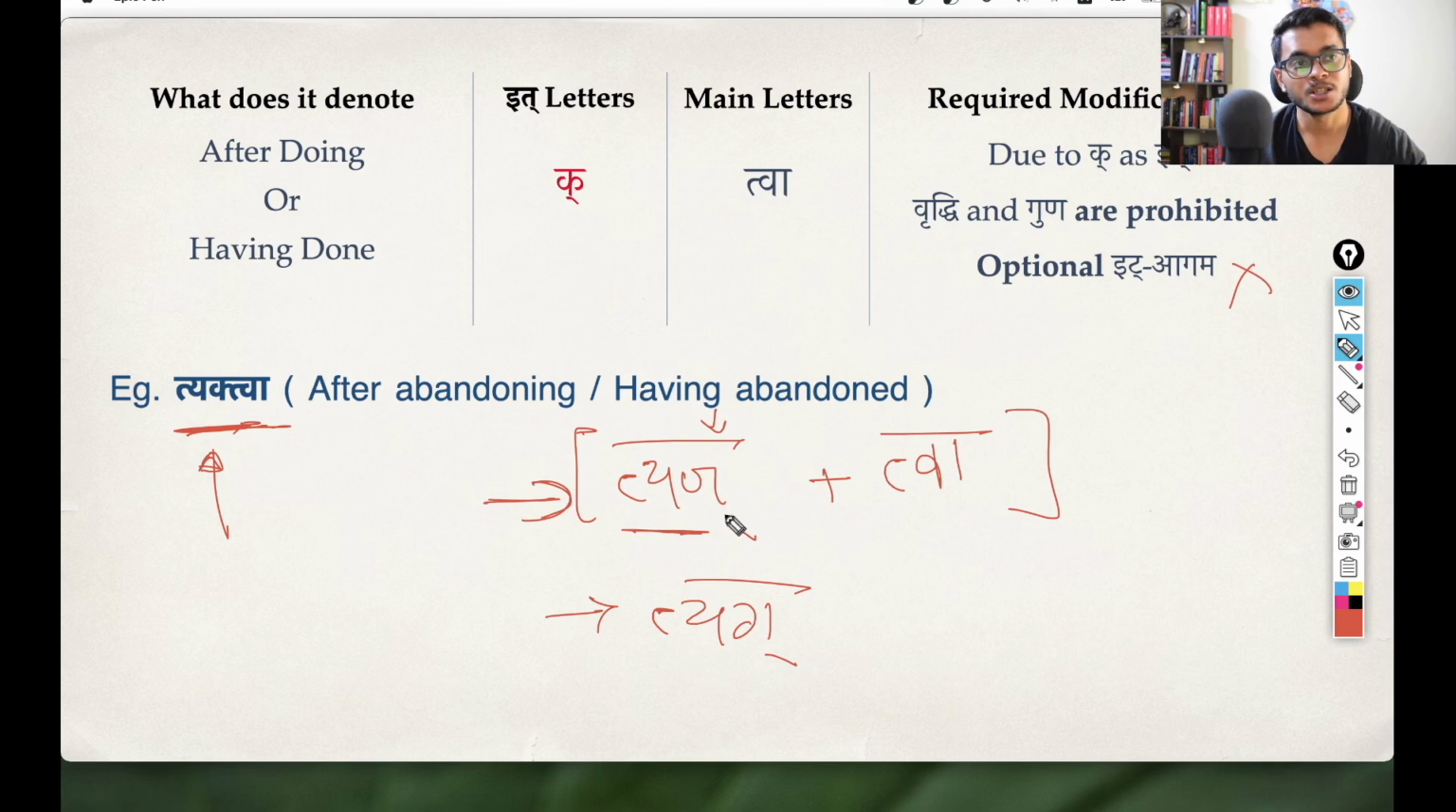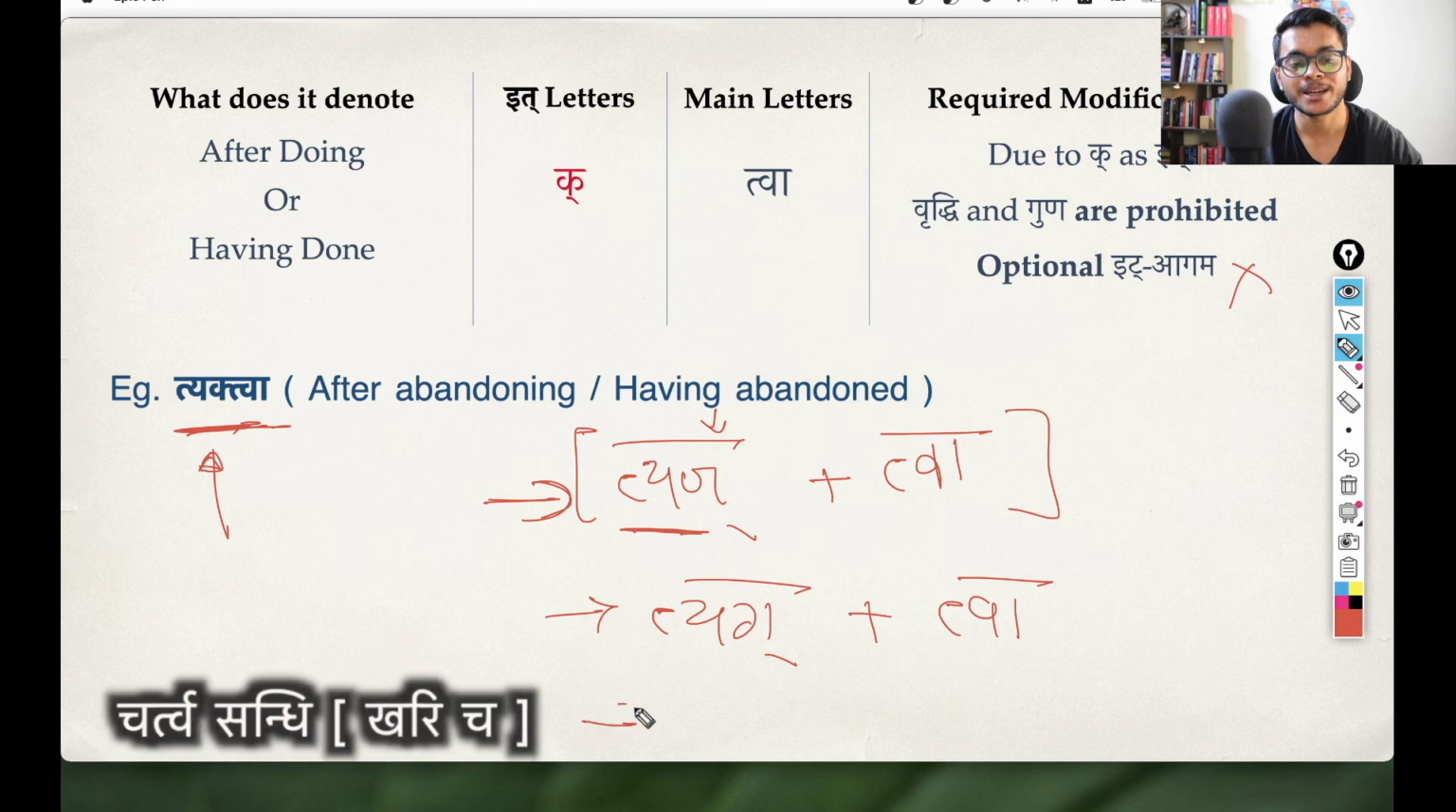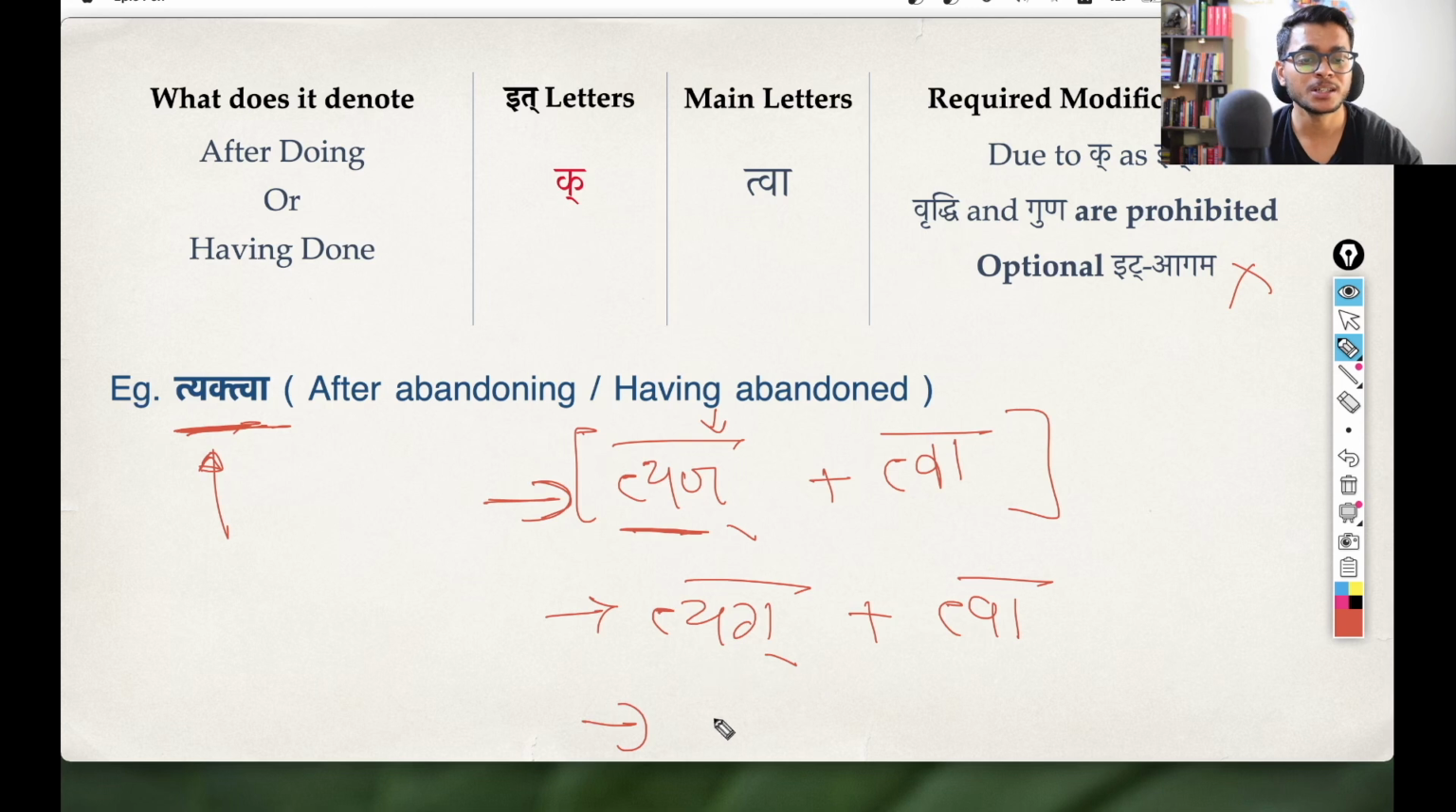So this is cha, chha, ja, jha, so it will change into ka, kha, ga. Okay, so tyaj changes into tyag. So we have tyag plus twa. And then another sandhi is going to happen. That is chartva sandhi, which is commonly known by its sutra name as kharicha. So due to this chartva sandhi, this tyag is further going to change into tyak.